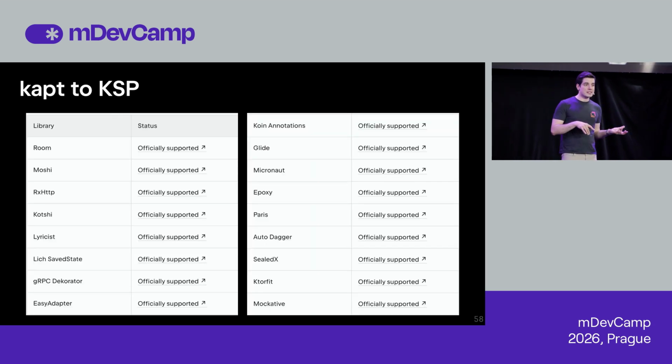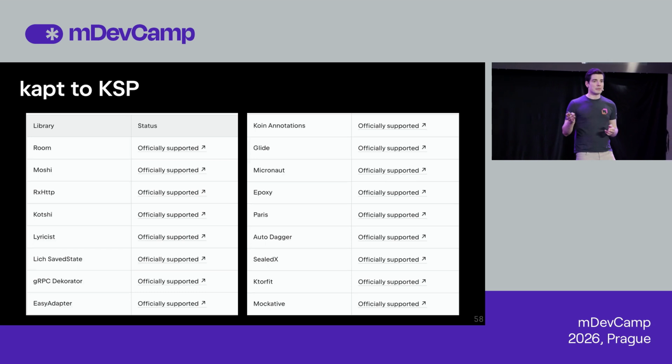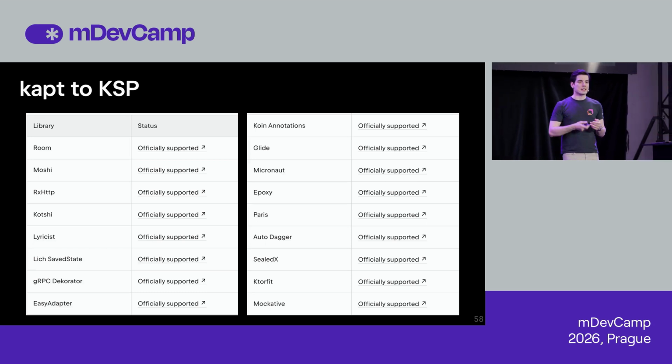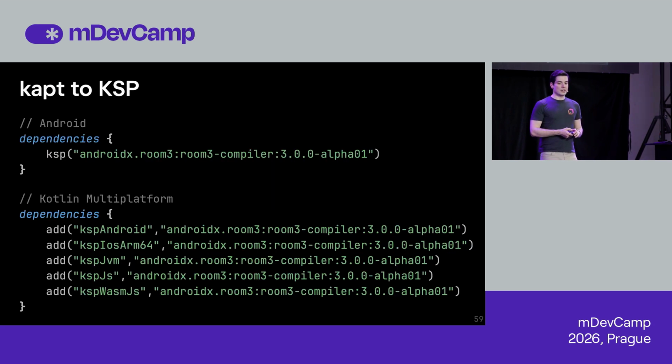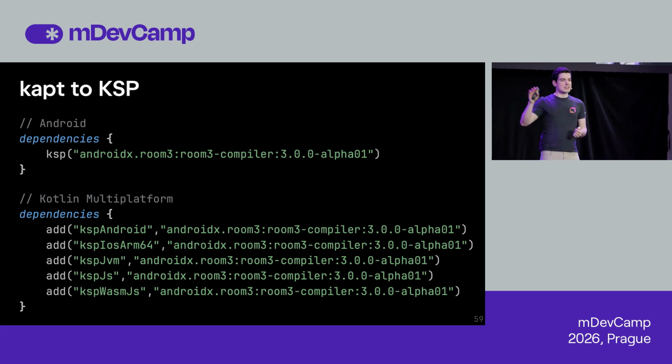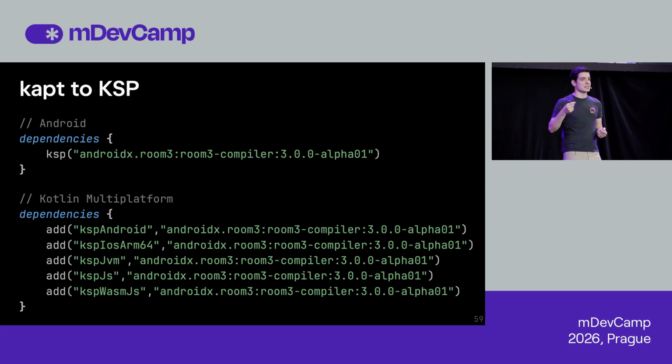The good news about this is that most libraries have been ready for KSP for years. So here are some popular examples that all already support KSP. And a lot of the time, upgrading is just a matter of bumping a version and then replacing kapt with KSP in your build scripts. Something to note is that once you eventually get to Kotlin Multiplatform, you will require just a small bit of extra configuration where you'll have to individually enable KSP for all of your platforms versus just the single dependency that you had on Android. But you can do that once you start configuring KMP.